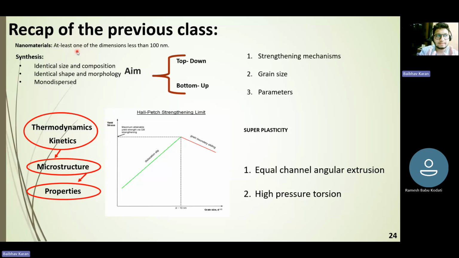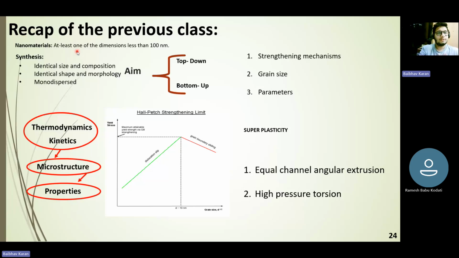On the basis of synthesis, we have two types of methods: the top-down approach and the bottom-up approach. What is the top-down approach? A material at a higher scale is broken down into a lower scale, or nanoparticles. And in the bottom-up approach, we start with material at the angstrom scale, lower than the nanometer scale, and scale up to the nanometer range. Then we learned about the advantages and disadvantages of both manufacturing techniques.